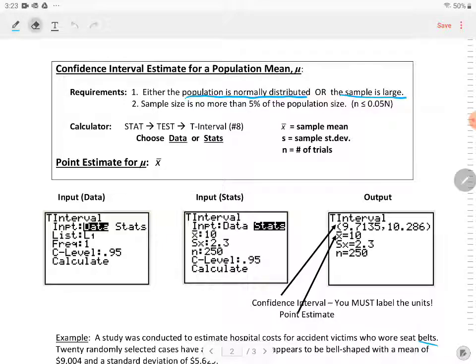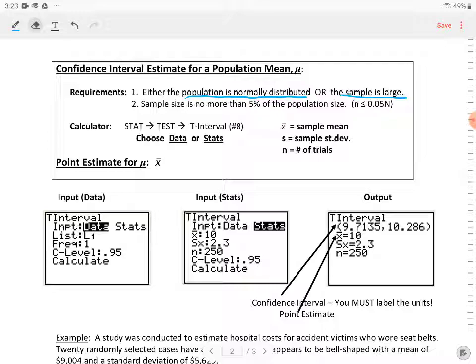So we have that underlined here, that either the population is normally distributed or the sample size is large, and the sample size is no more than 5% of the population.